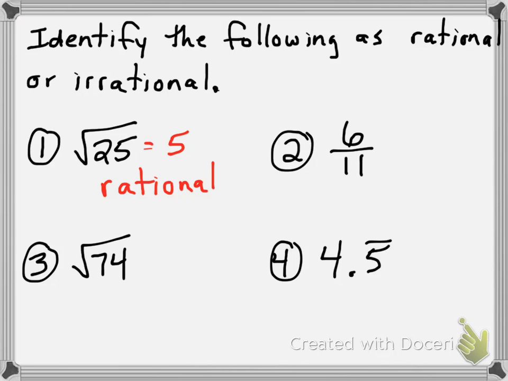Now looking at number 2. Number 2 is 6/11, or 6 over 11. Well, that's a fraction, and any number that can be written as a fraction is rational. That one's straightforward, because it's already written as a fraction, so I know it's rational. Now number 3. Oh, I see another radical. This time the number inside the radical is not a perfect square. That means automatically that it's an irrational number.